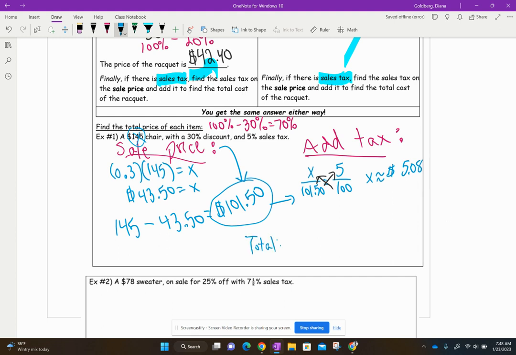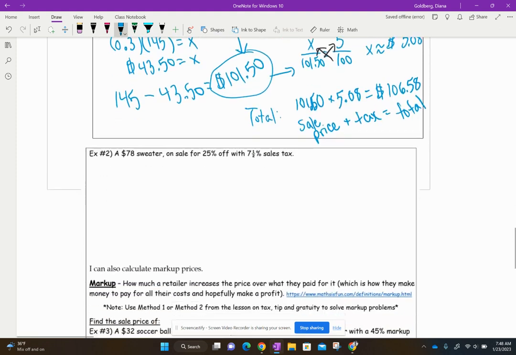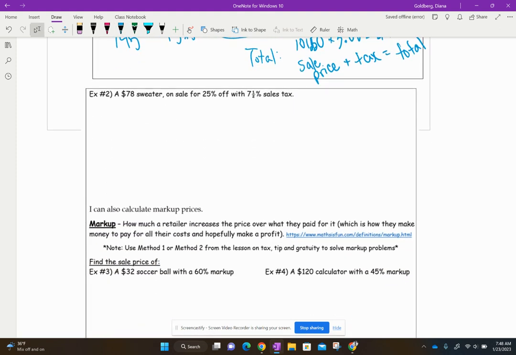So total price. How do I find the total price? All I have to do is add the sale price, which is 101.50, and the tax. And there you have it. So this was sale price plus tax. There's my total. So that's how you find a discount price and add the sales tax at the end. And then I'm going to have you try example 2.